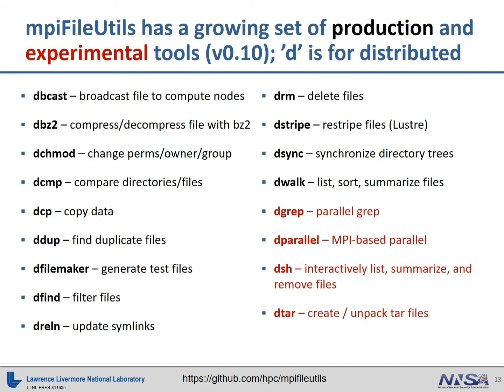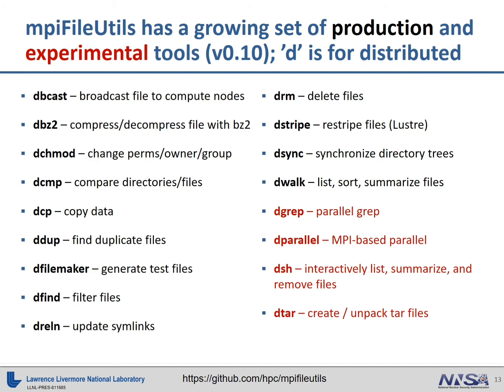Let me run through the production tools just to give you a quick summary of those. So dbcast. This is useful for broadcasting a file from the parallel file system out to all the compute nodes. For example, if you want to load a tarball from the parallel file system, say onto the SSD of every compute node, this is a good way to do it. It runs so that it only reads the data from the parallel file system once, and then uses MPI to broadcast the data between nodes.